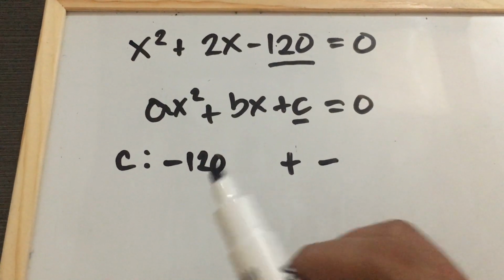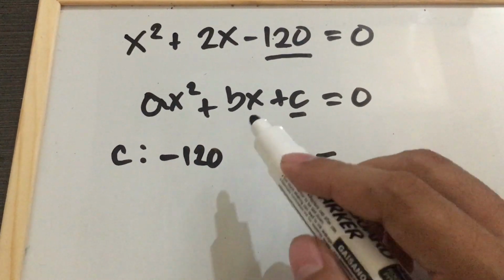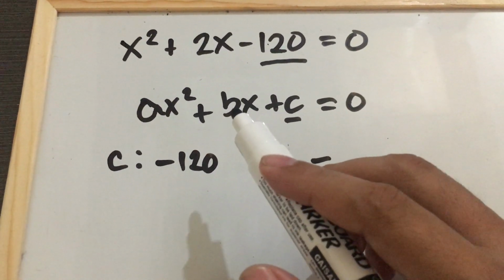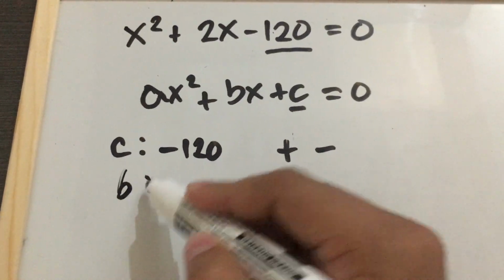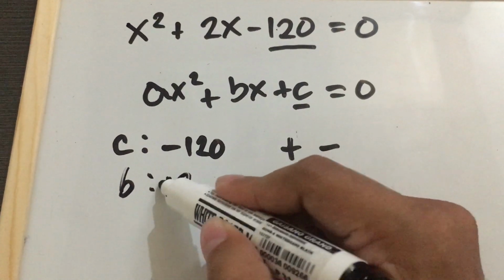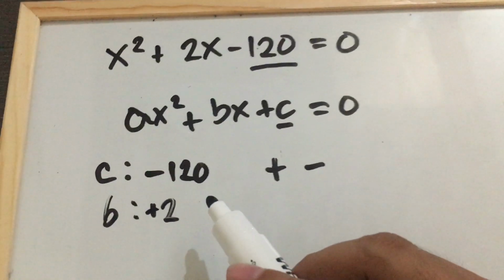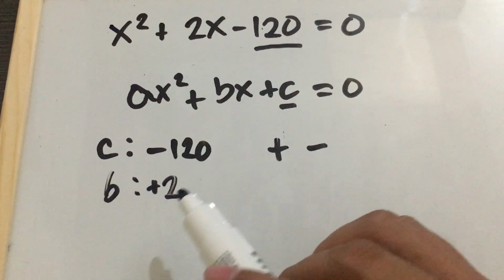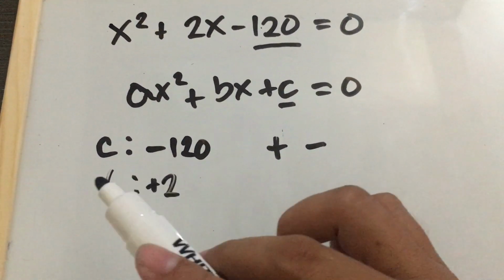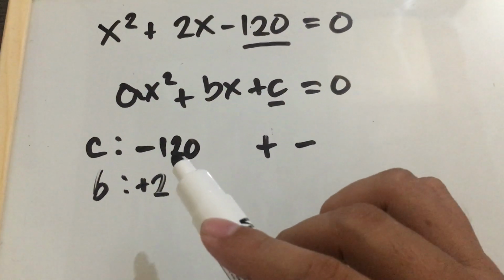Our next step is to look at the value of your b. So bx, the b here, from completing the square, is 2. So the b here is positive 2. Okay? So now, here's the trick. If your b is a positive 2, please take note that the result of your b will be based on the factors of c.